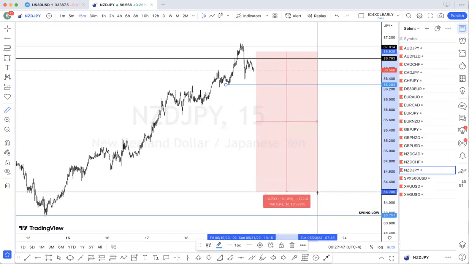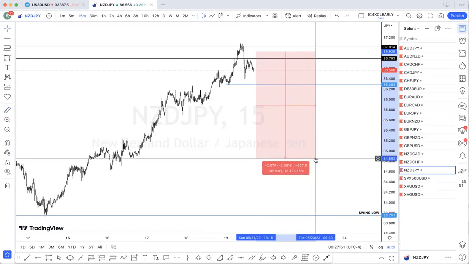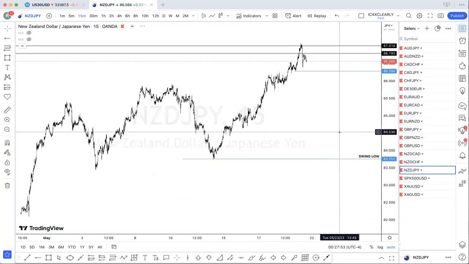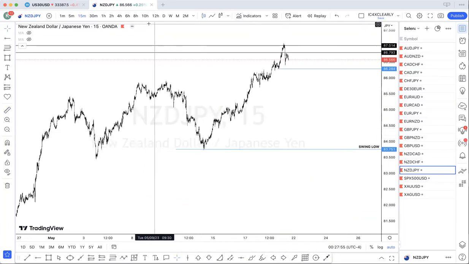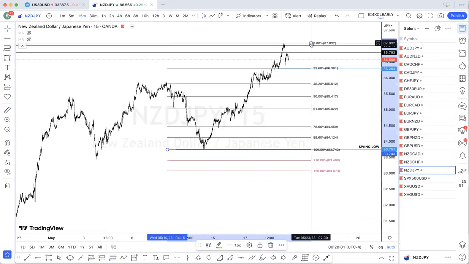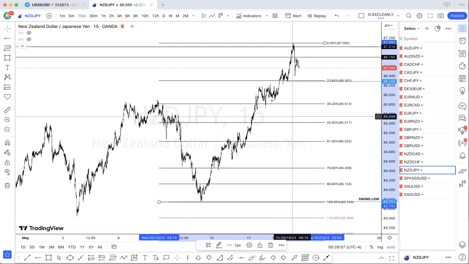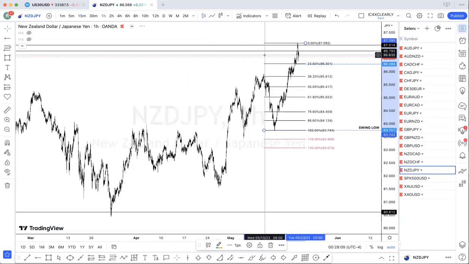That's how I see it. So with that being said, this was the last swing. So we can look for a sell back down to the 50%, 618, 78, 88.